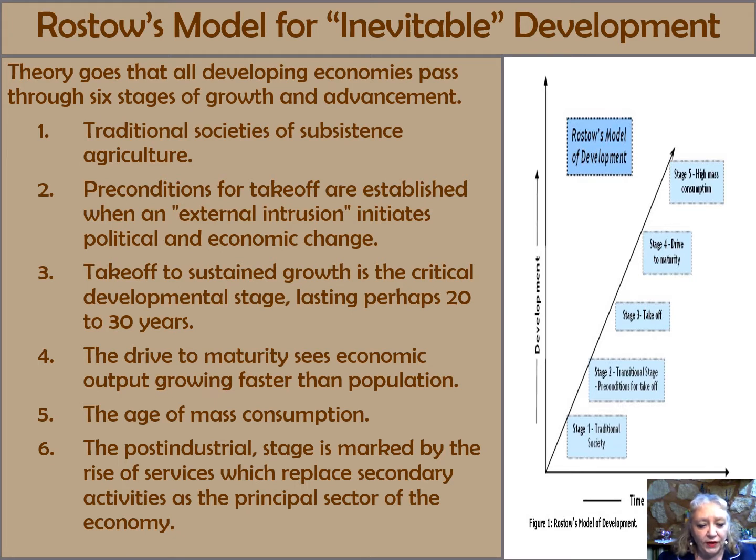The next one is the drive to maturity, and that's where you're going to see economic output growing faster than the population. So this idea of a drive to maturity indicates that not only is this country moving in the direction of post-industrialization, but they're also diversifying, and they're growing other types of economic activities, for instance, banking, tourism, universities, things like that. Then the next age, which I'm sure you'll understand very easily, is the age of mass consumption. This would be about where the United States is right now, and most of the Western countries.